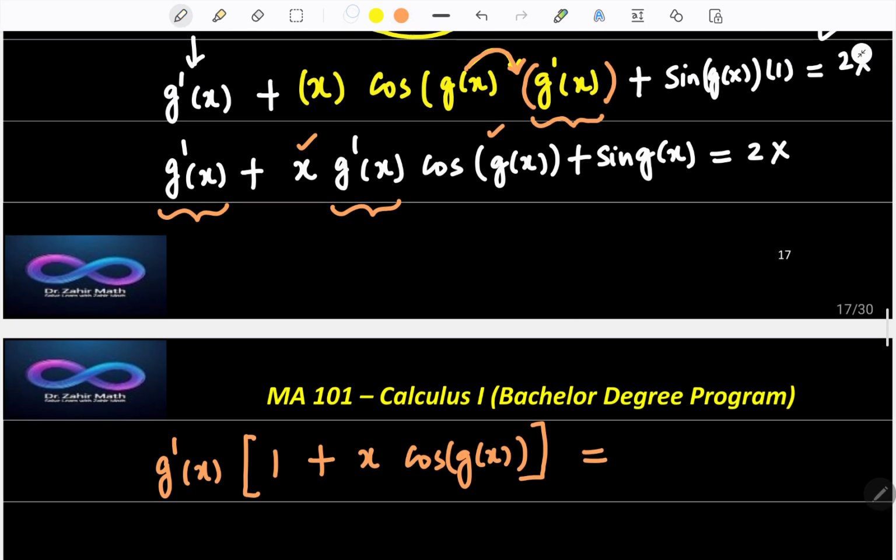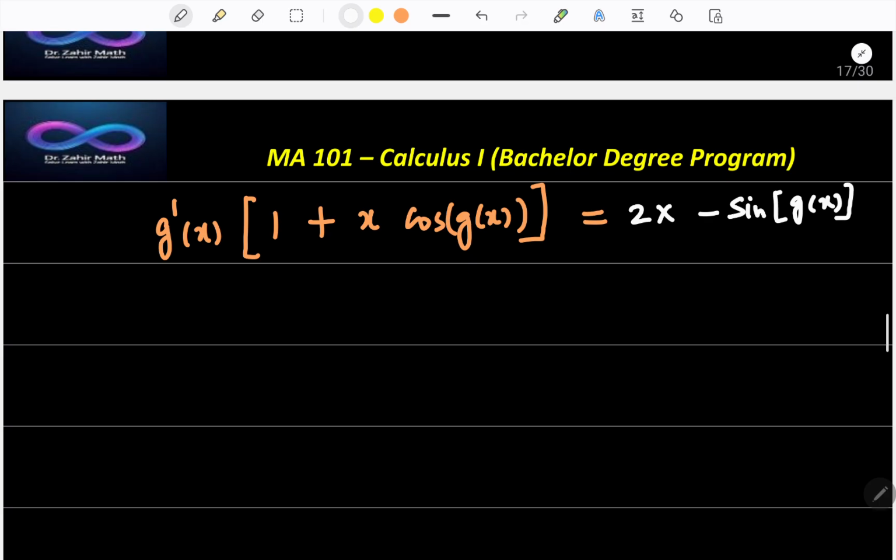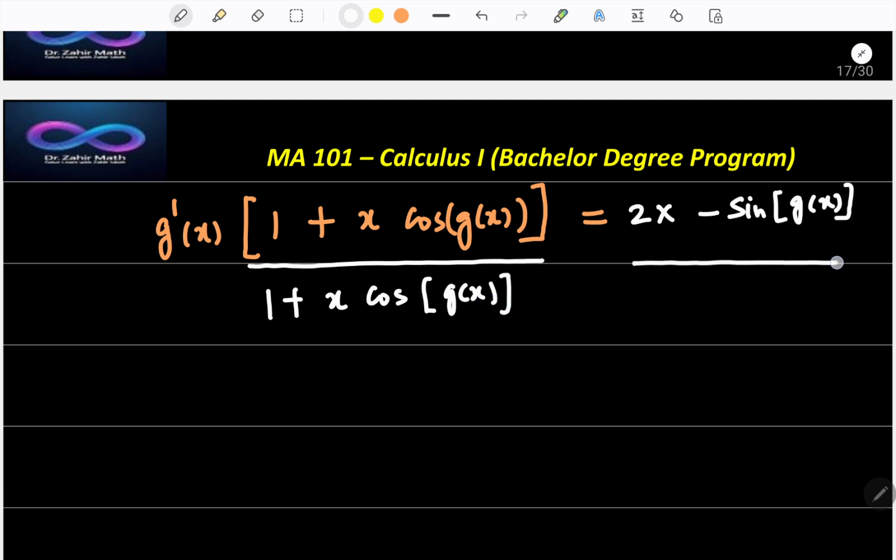Now what are the other terms? This 2x is already on this side, and this sign goes that side. How? Minus sine g of x. Okay, right. So what are we going to do? We are going to find g dash of x. So what am I supposed to do? I am supposed to do division. 1 plus x cosine g of x, and here also 1 plus x cosine g of x.